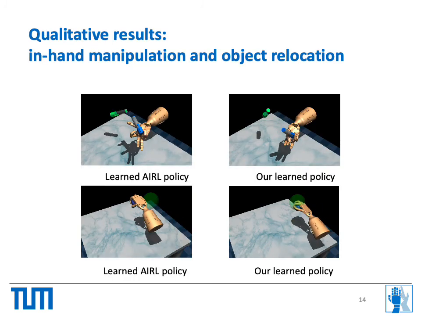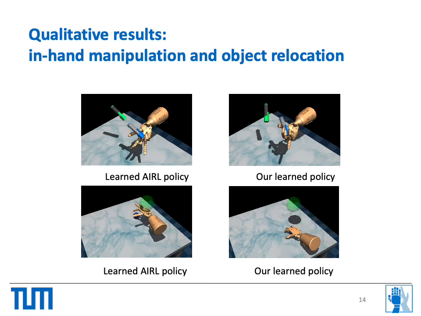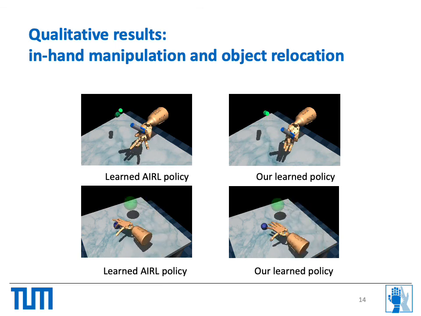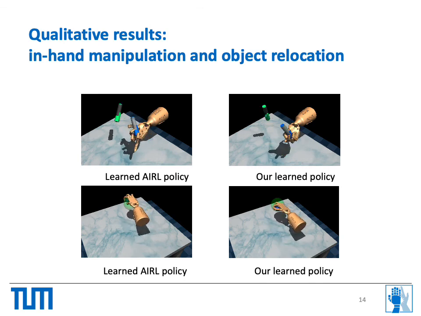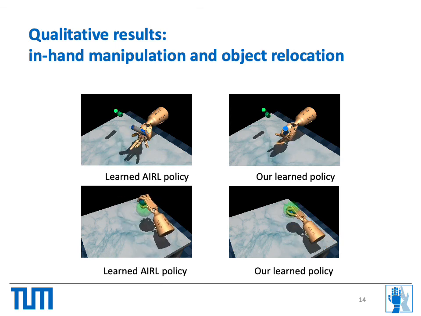Finally, we have 2 tasks, in-hand manipulation and object relocation. In the first one, the blue pen has to be rotated in-hand to the target orientation marked with the green pen. The goal of the last task is to relocate the blue sphere from the table to the target position marked green.